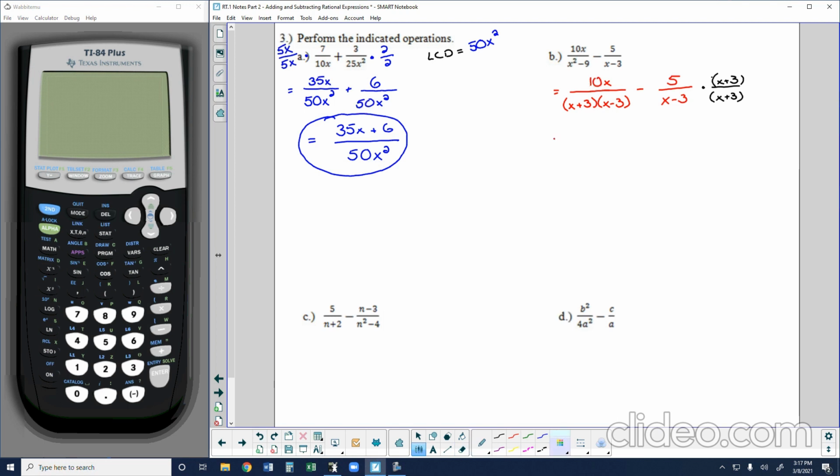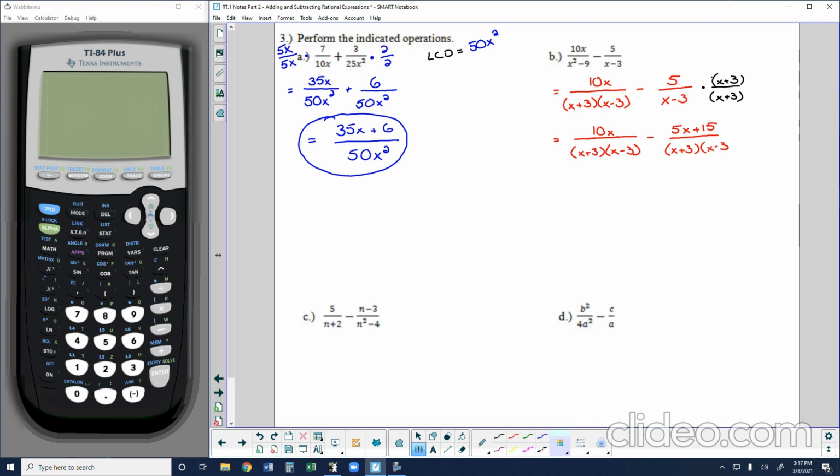So if I do that, that first fraction remains unchanged: 10x over x plus 3 times x minus 3. My second fraction, I'm going to go ahead and distribute that 5 to get 5x plus 15, so distribute the 5 in the numerator, and I'll leave the denominator in factored form.